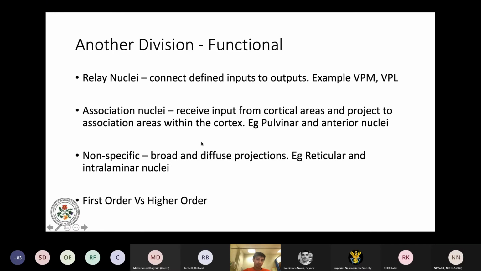Then, even more non-specific are nuclei with broad and diffuse projections, such as the reticular and the intralaminar nuclei. The reticular nucleus has an important role in consciousness, hence, as you'd expect, it would have broad implications for cortical projections. Another way of dividing it is between first order and higher order. So first order nuclei provide direct cortical output. Higher order nuclei provide thalamic output within the thalamus.